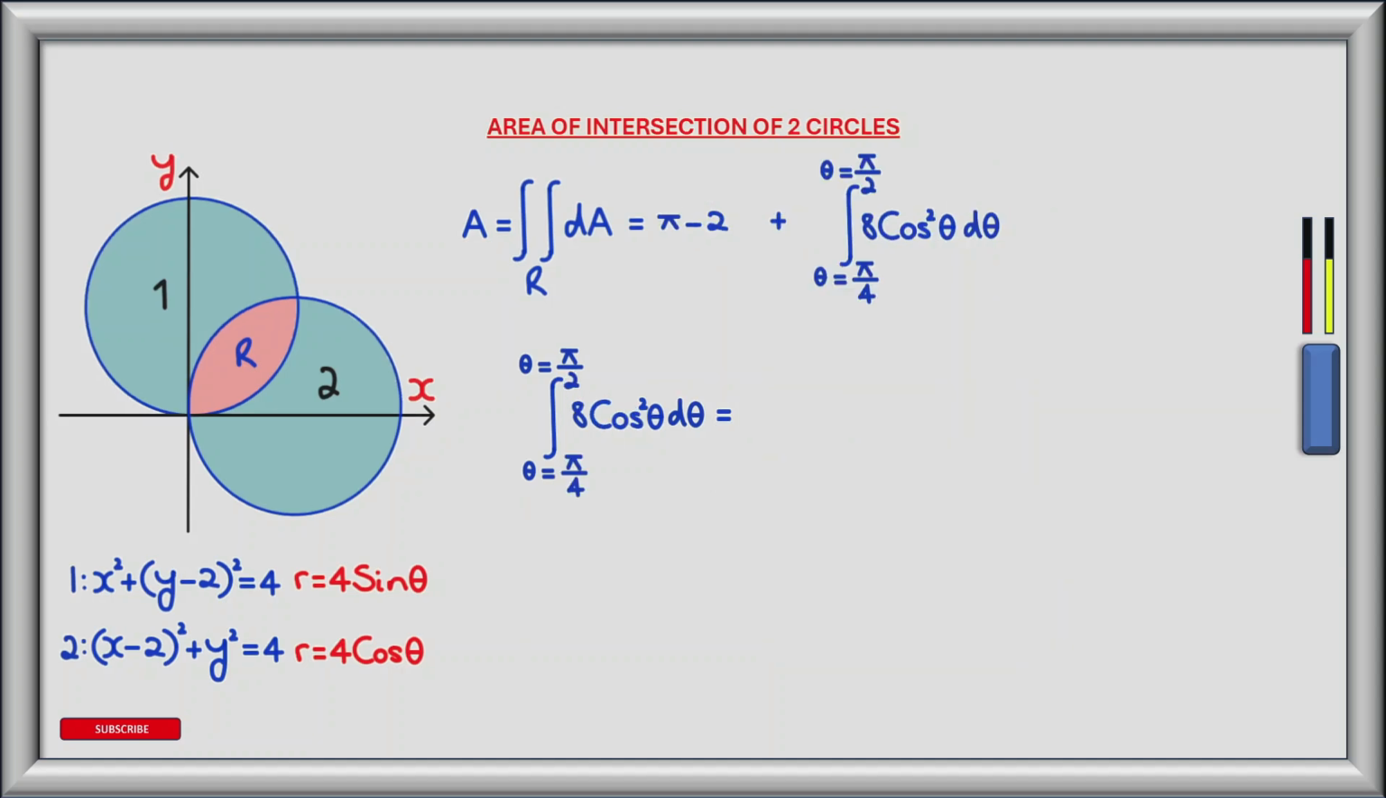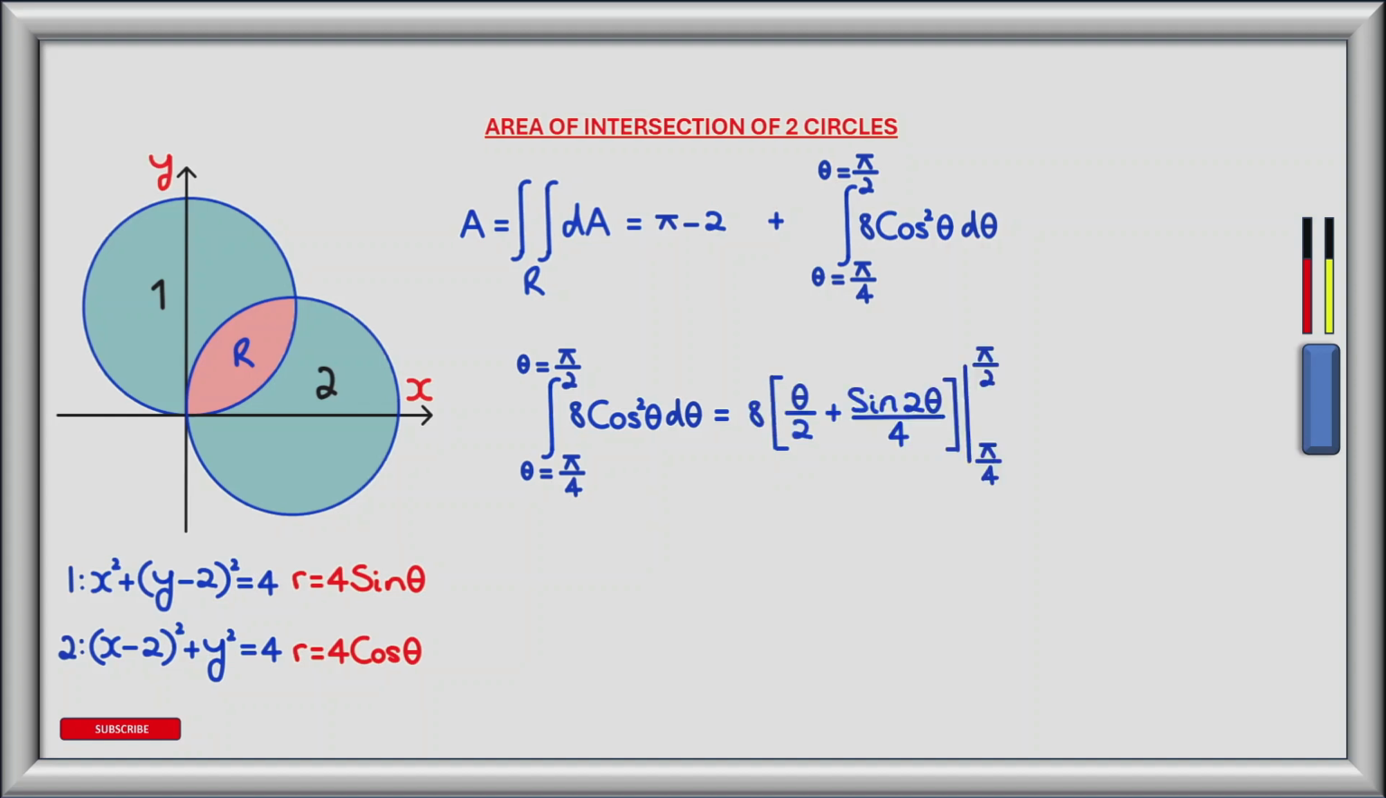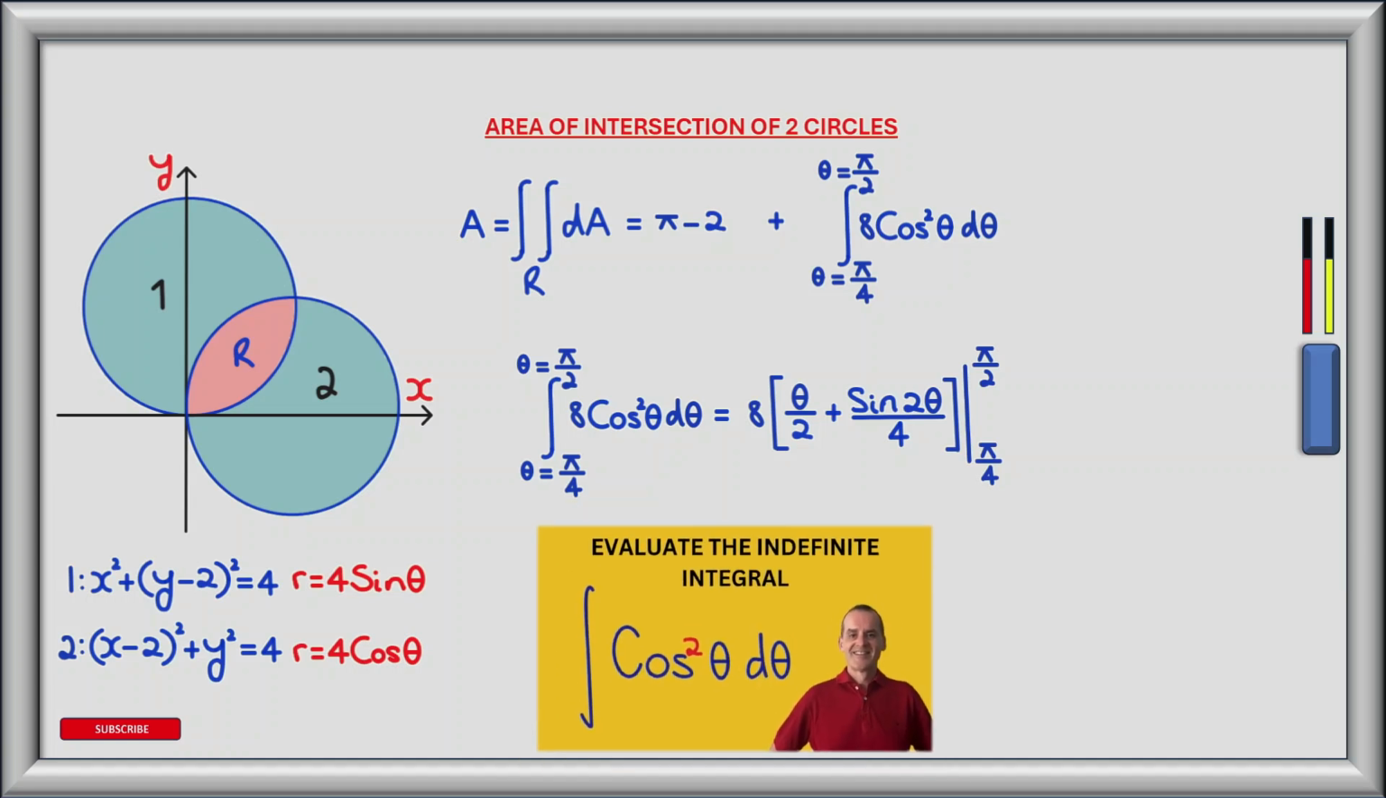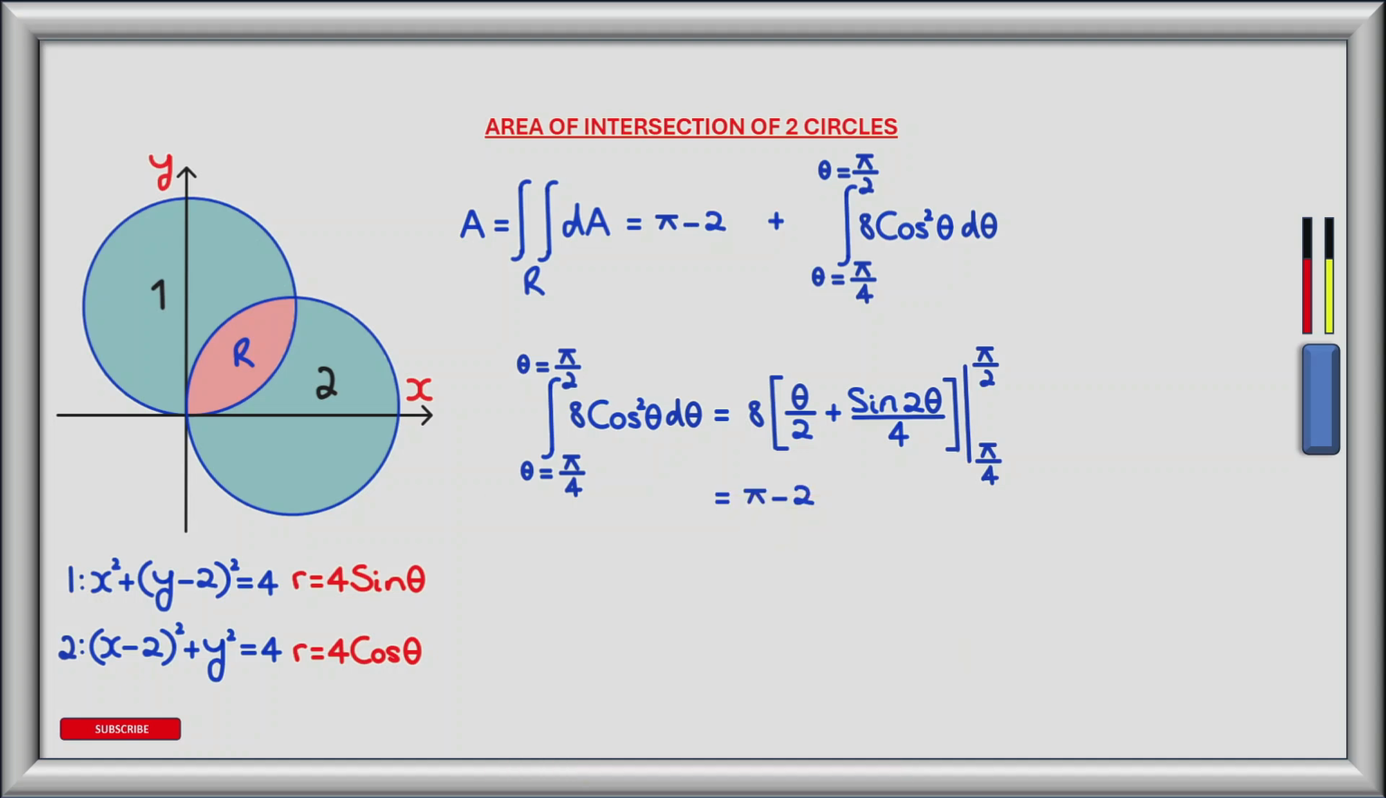And for the second of the outer integrals, we need to integrate from theta equals pi by 4 to theta equals pi by 2, 8 cos squared theta d theta. And the antiderivative of this is 8 into the bracket of theta divided by 2 plus sine 2 theta divided by 4. And we need to evaluate this between pi by 4 and pi by 2. If you'd like to know how I evaluated the integral of cos squared theta d theta, please see this video. If we now plug in these values for theta, the integral evaluates to pi minus 2.